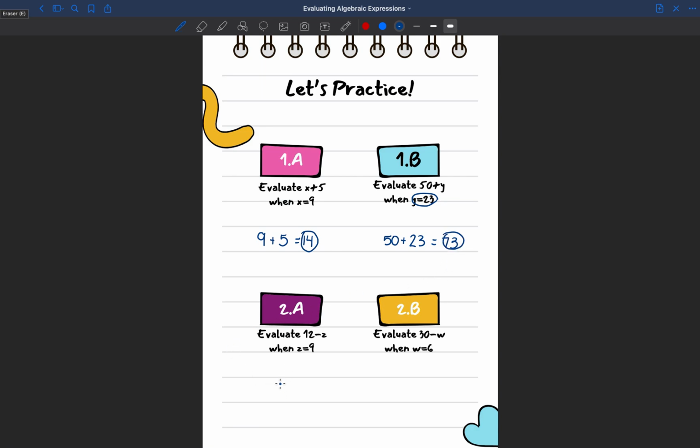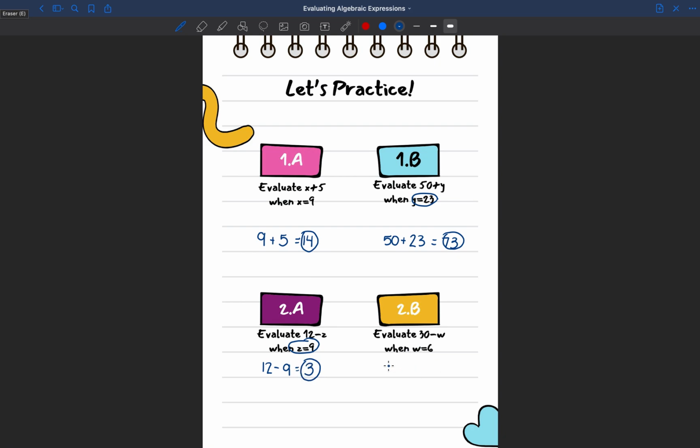2A says evaluate 12 minus z when z equals 9. So we know 12, and we're subtracting, and we're going to substitute 9 in for z. So we're going to subtract 9, and we know 12 minus 9 is going to be 3. And this is our final answer right here.